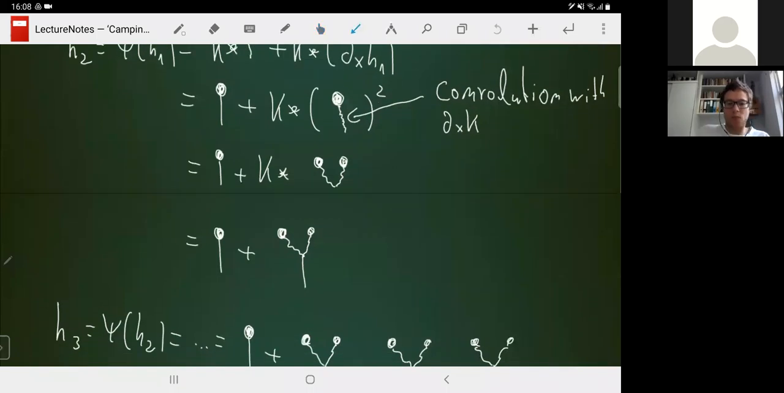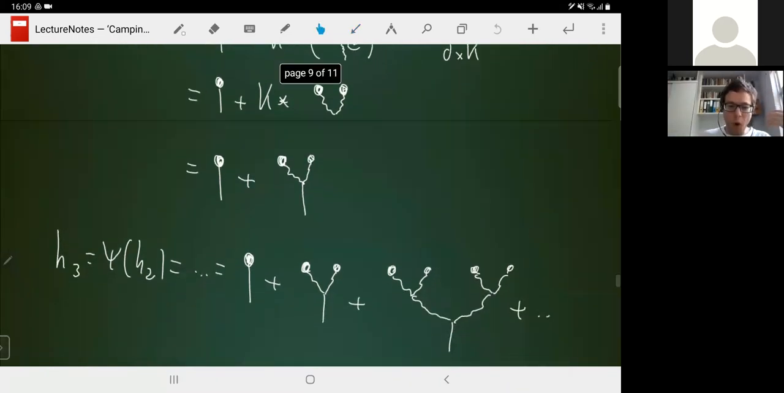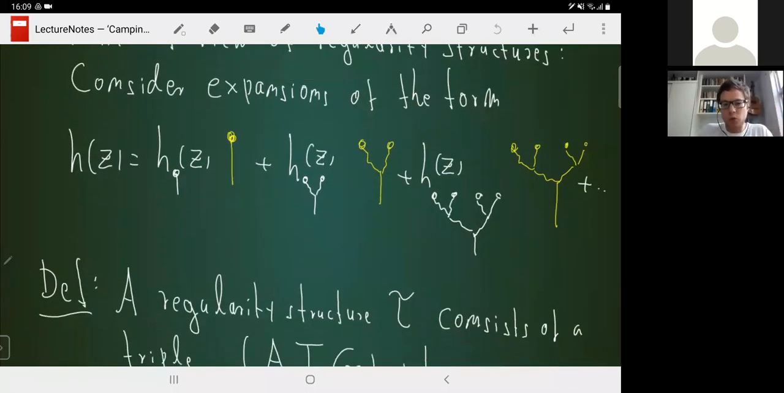So this tells us that a probably better approximation of the solution is a function of this guy and this guy. Then we continue. We plug this sum into the fixed point map, we compute, and we get this. The point of view of regularity structures is that the solution to KPZ must have this form, some kind of expansion.